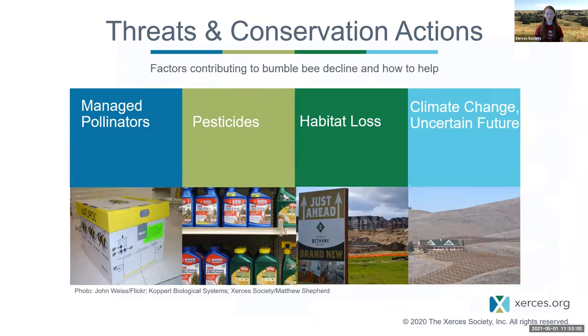But we're gonna talk about the top ones. So these are not in an order of the biggest threat. These are just the top threats. And with each of these categories, managed pollinators, pesticides, habitat loss, climate change, and an uncertain future, we're gonna go over the main threats and what the problem and issue is. And then we're also gonna talk about some conservation actions and what we can each do to sort of mitigate the threat.